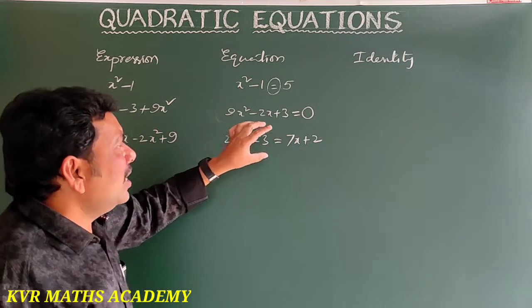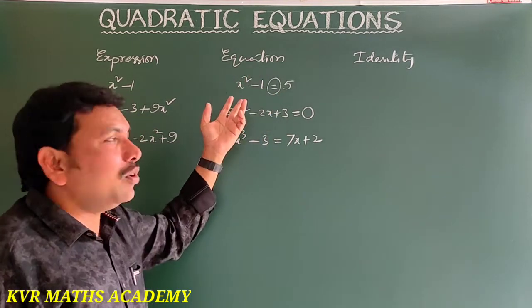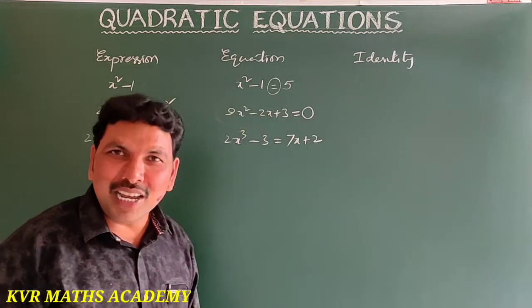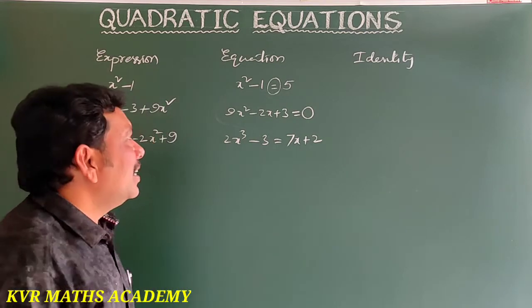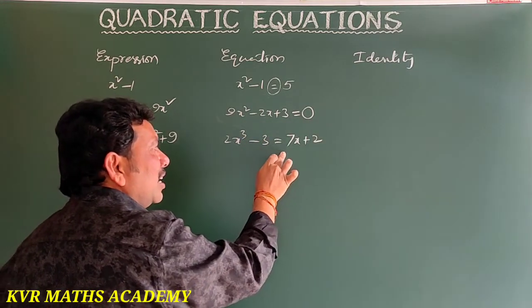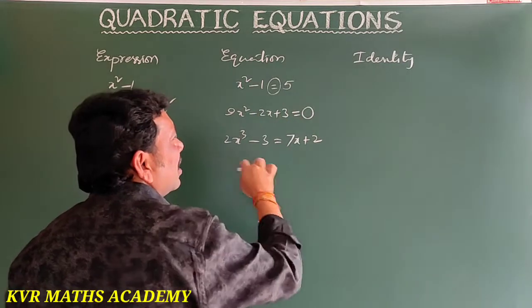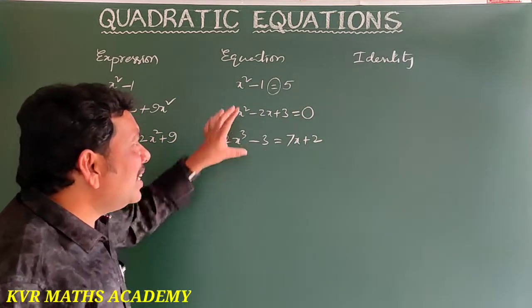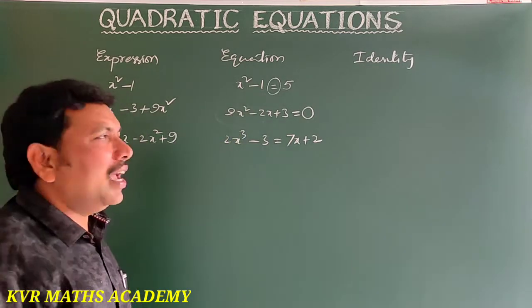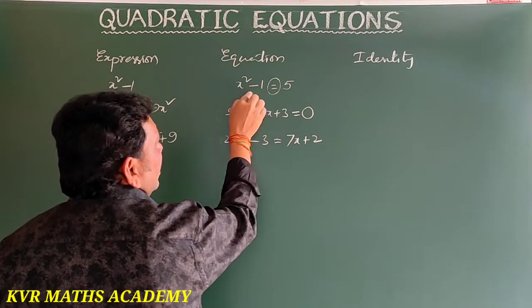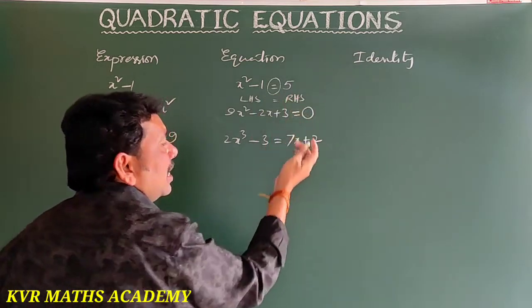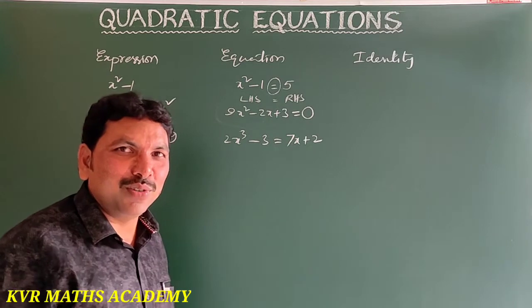Understood clearly? Two expressions which are combined by the symbol equal to is simply called an equation. x square minus 1 is equal to 5. 9x square minus 2x plus 3 is equal to 0. 2x cube minus 3 is equal to 7x plus 2. These are expressions combined by the symbol equal to. That's why it is called an equation. And in the equation, on either side of the equal to, this one is called LHS, left hand side, and this is called RHS. In an equation, there will be LHS and RHS.